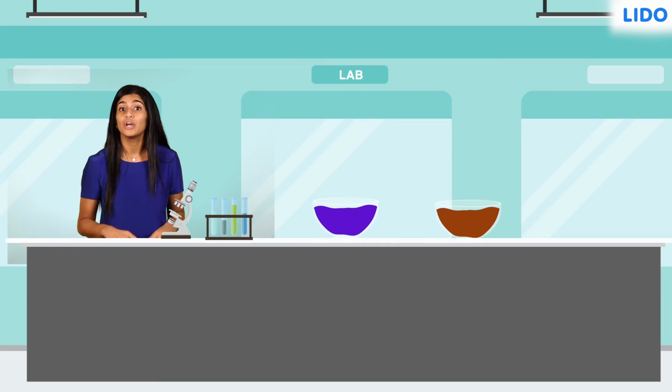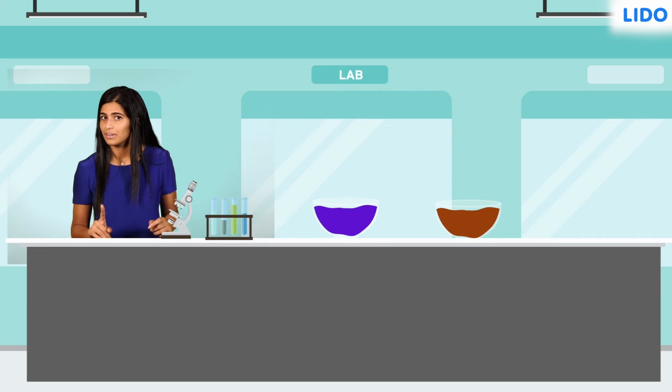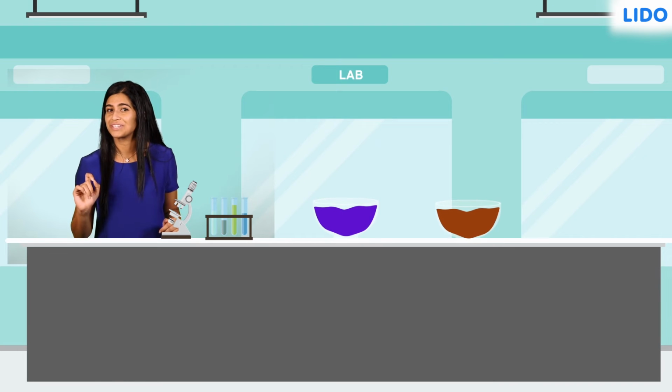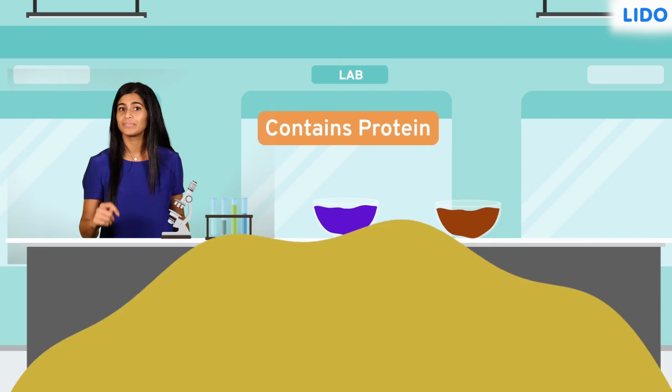The chemicals added react with the protein in the food, causing the contents of this container to turn violet, but the other remains unchanged. A violet color indicates that a food item contains protein.